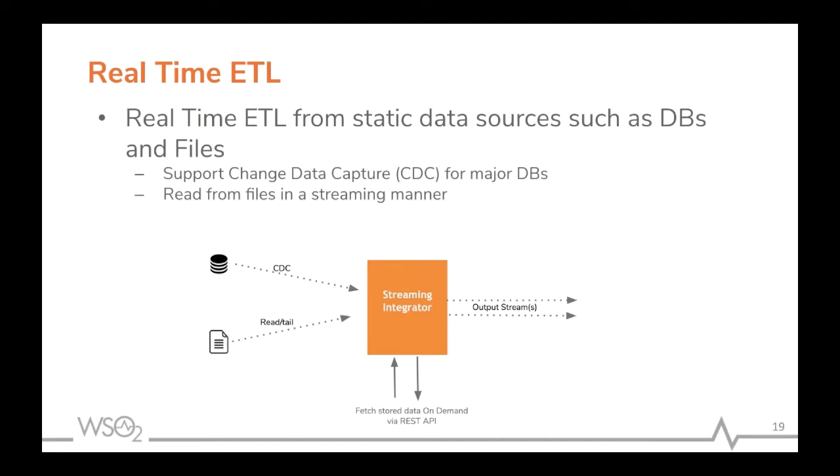And also it can read large files in a streaming manner, meaning even if the file is, let's say, 100 or 500 GBs, it can still consume that file in a streaming manner without requiring a lot of memory. So the amount of memory required by the streaming integrator is only governed by the processing that you are doing there. And also it can tail a file, meaning if the file gets updated, those updates can be captured in real time as well.